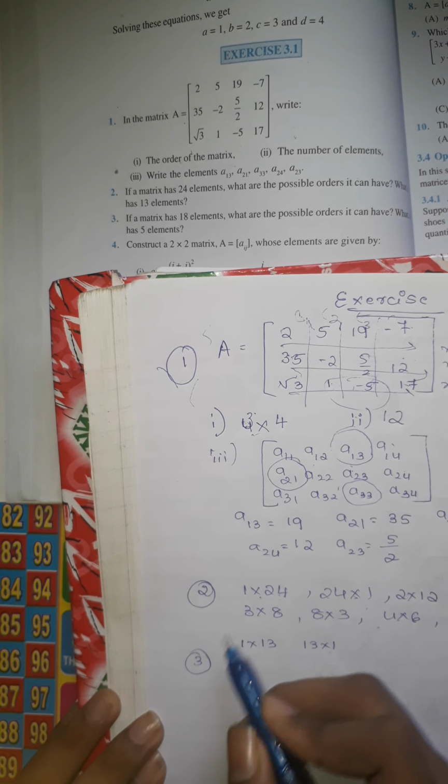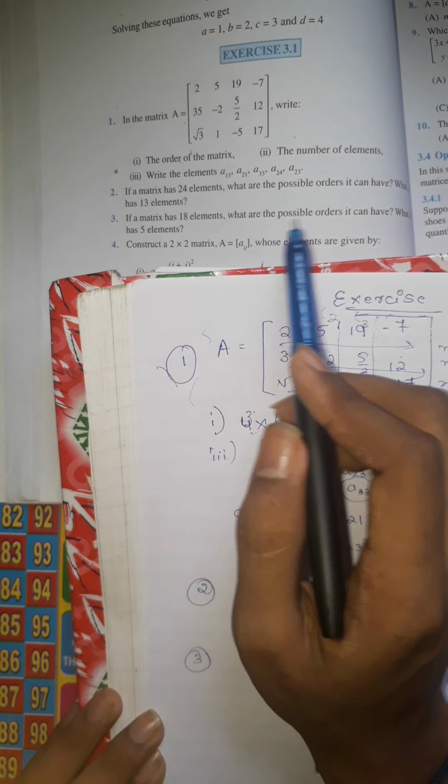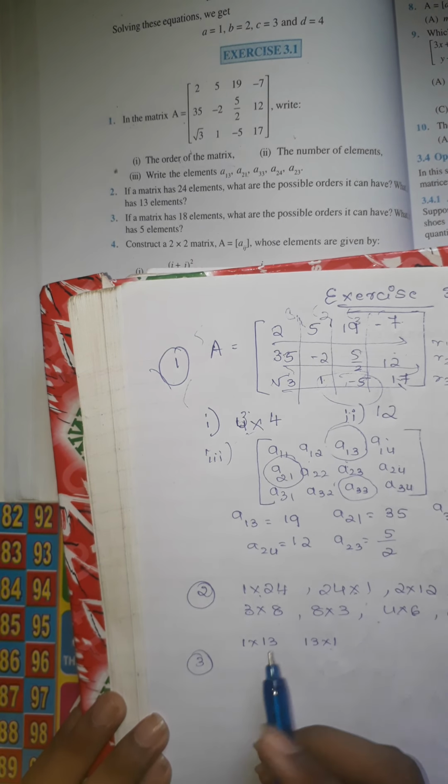Third question, guys: if a matrix has 18 elements, what are the possible orders it can have? Orders means what we have written so far, that is 18.